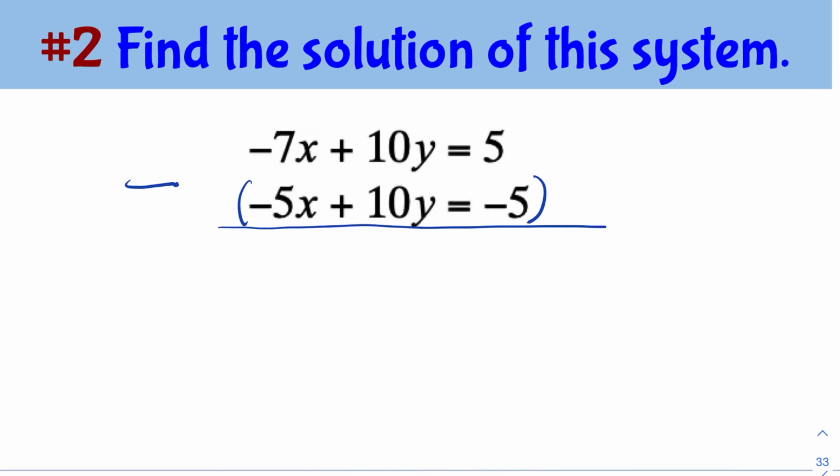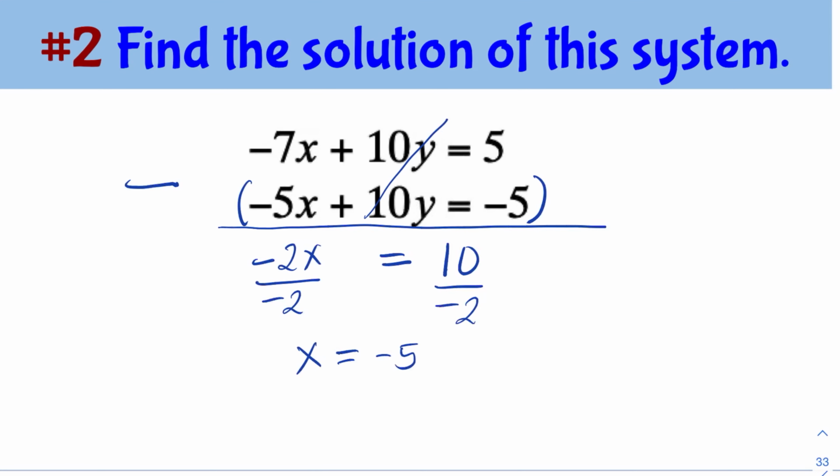Always be careful in dealing with negative numbers. Negative 7 minus negative 5 is negative 2x. 10y minus 10y is 0, so the y variable is eliminated, is equal to 5 minus negative 5, that becomes 10. Next, we can divide both sides by negative 2. So this means our x value is negative 5.